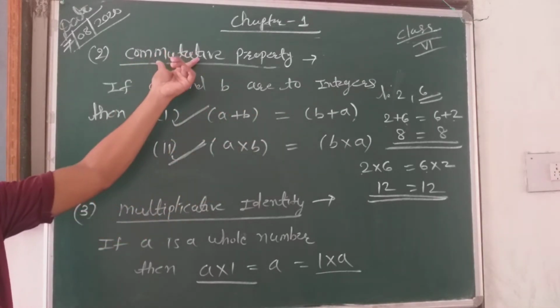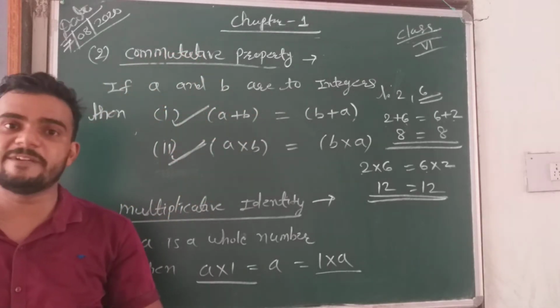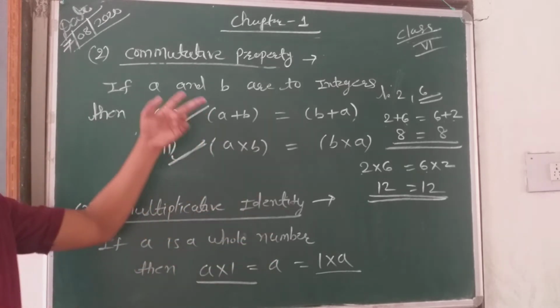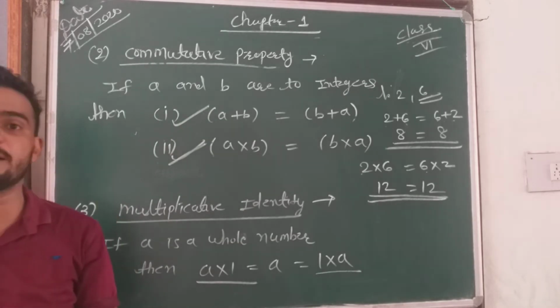So the closure property is valid for three things: addition, subtraction, and multiplication. But the commutative property is valid only for two things: addition and multiplication.